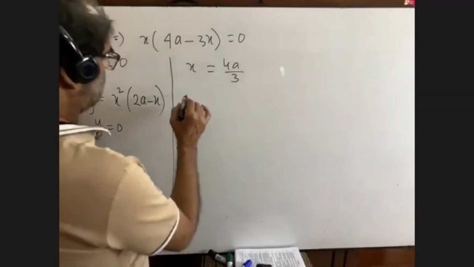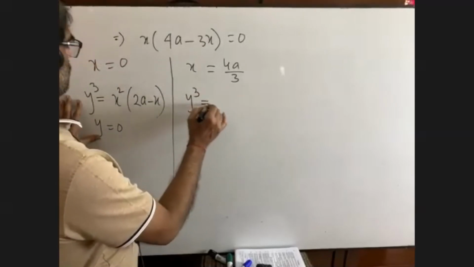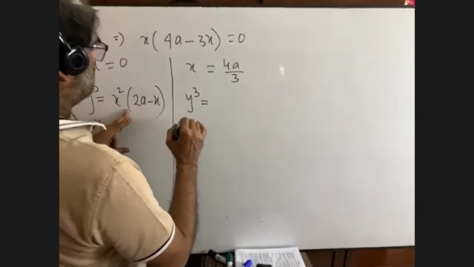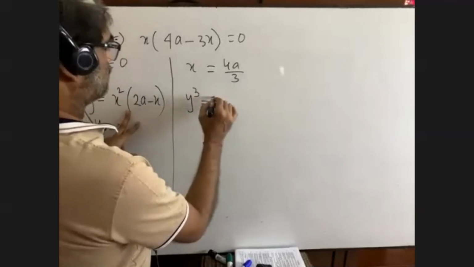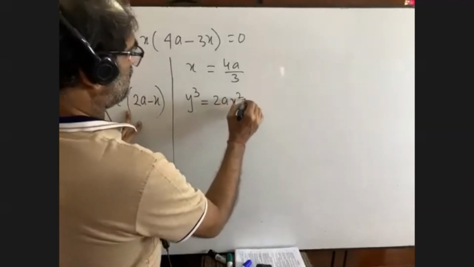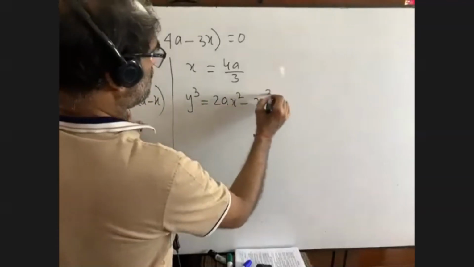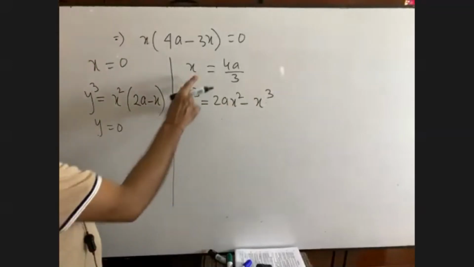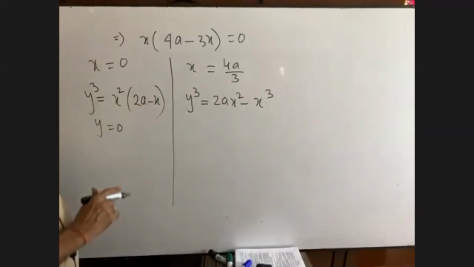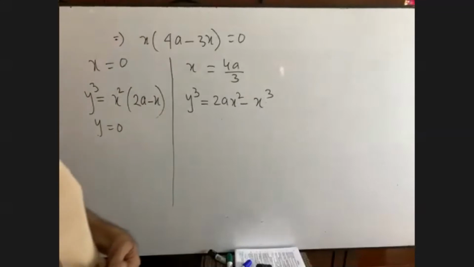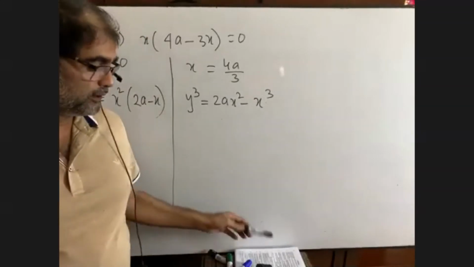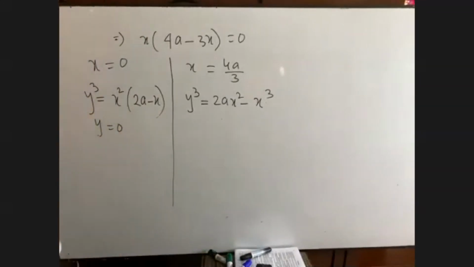Now you find y cube, it is 2a x square minus x cube. Now you put the value of x equals to 4a by 3 and find the value of y. It is your turn. Do it. Time 1 minute. Find the value of y.